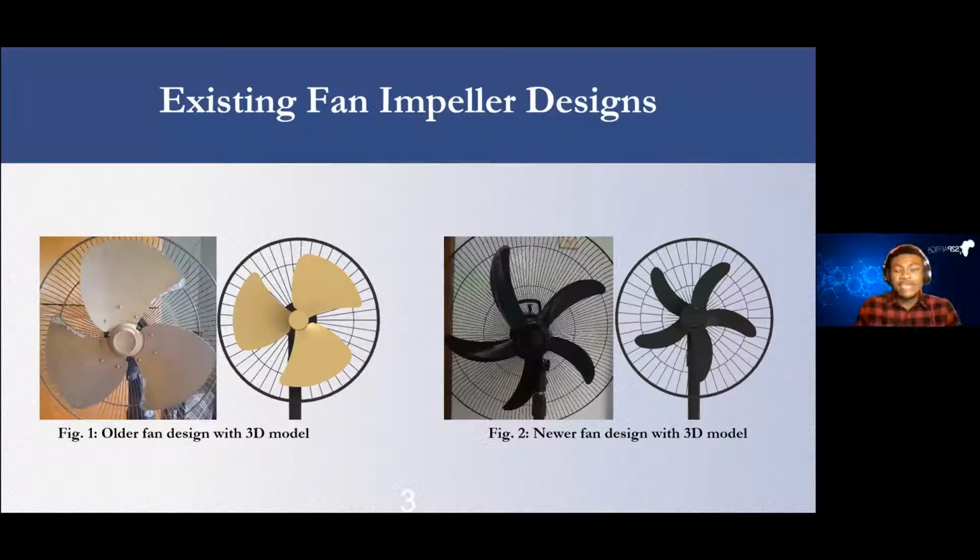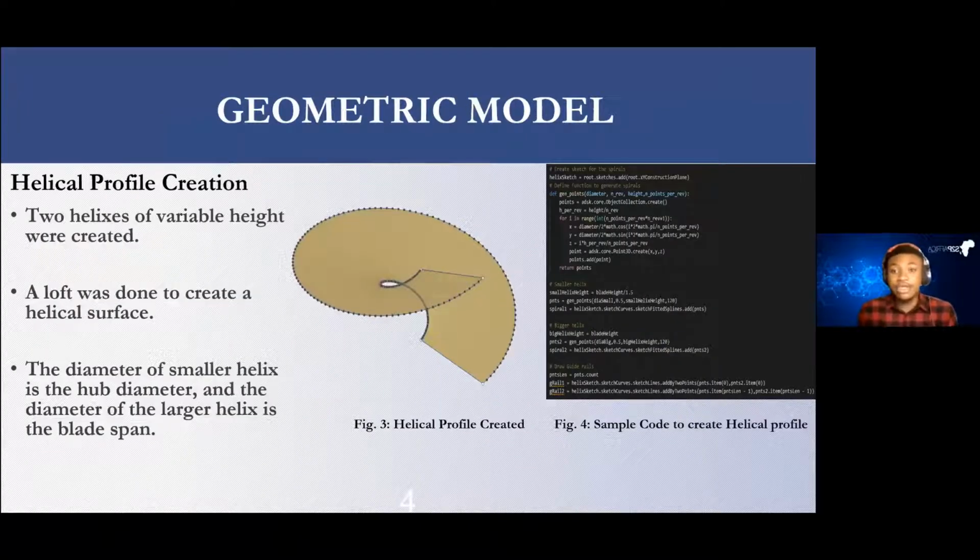And beside each of these models, you can see there are 3D models, both created with the Fusion 360 API using the Python programming language. I'm going to be taking you through the process of the creation of these 3D models. So first of all, the helical profile was created. This helical profile was basically a surface loft between two helixes. A helix is what you would commonly call a spring shape. So a helical profile was created by simply lofting two helixes of variable diameters.